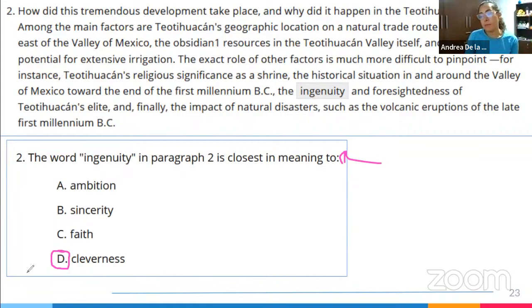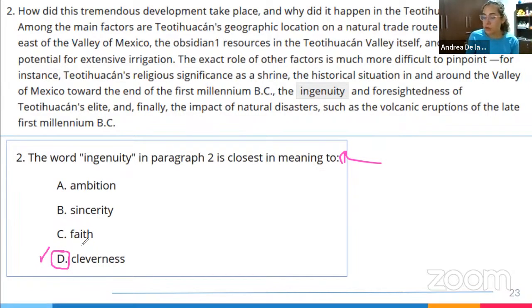If you guys are pretty sure that you know the word, you can use it in context, you've seen it before, you know the word, then choose the one that you think is the synonym and move on. It should take you less than 10 seconds. If you guys are sure about the word.